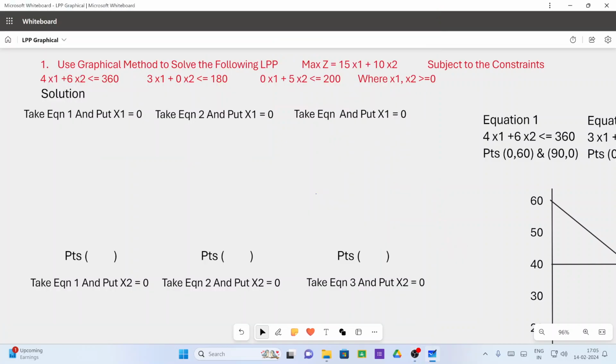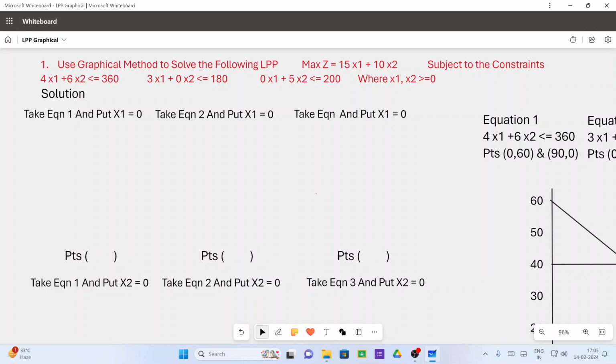Hi everyone. In today's video, we are going to discuss linear programming problems. First, let us understand what we mean by a linear programming problem. A linear programming problem is a technique to optimize the profit or to optimize the cost.